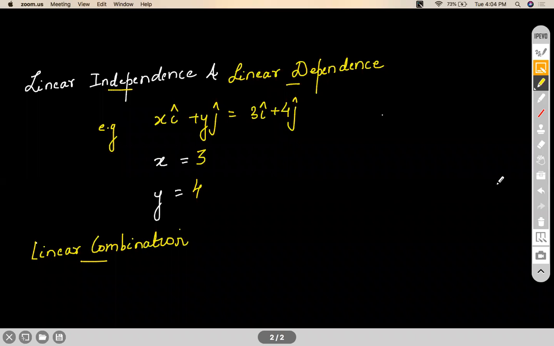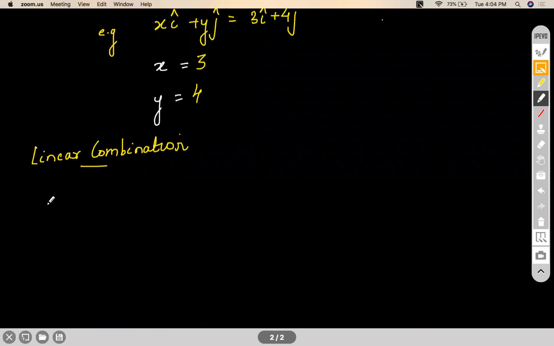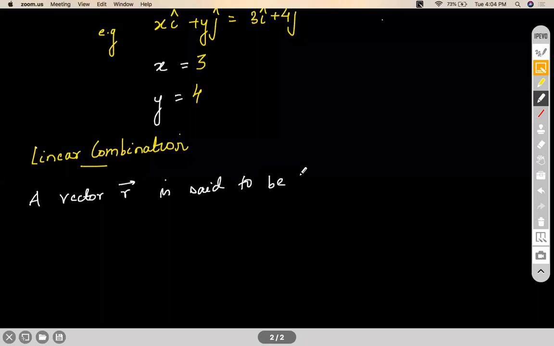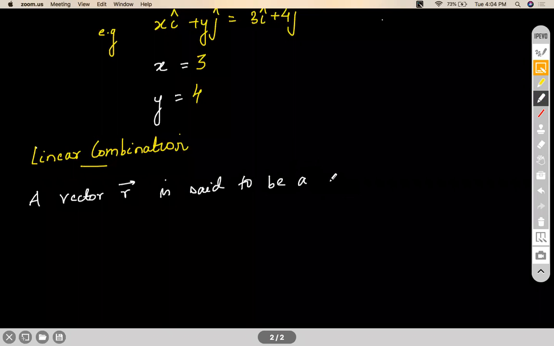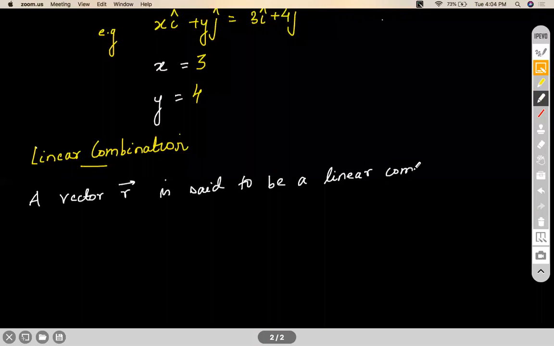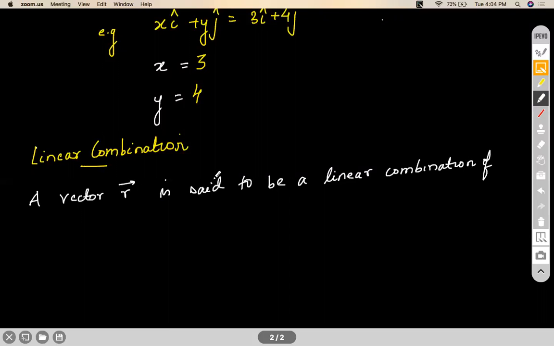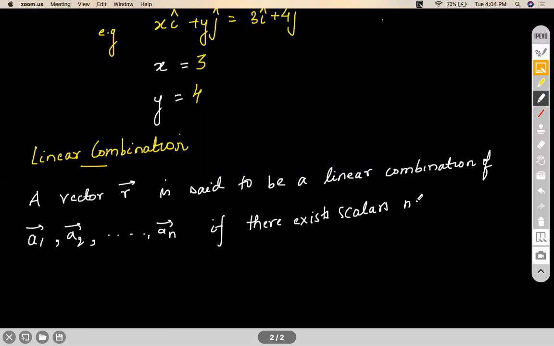Now what is linear combination? See, a vector R is said to be a linear combination of vectors a1, a2, etc. till an, if there exist scalars m1, m2 all the way till mn, such that you can write R as follows.